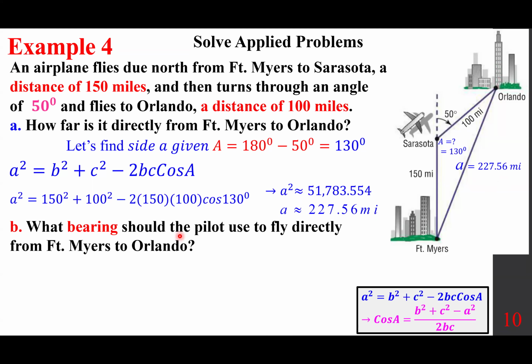What bearing should the pilot use to fly directly from Fort Myers to Orlando? So we want to go straight to Orlando. What bearing? I hope you see that this is north, this is east, and whatever this angle is. So let's call this B, angle B, which we don't know. And this is north, B degrees east.